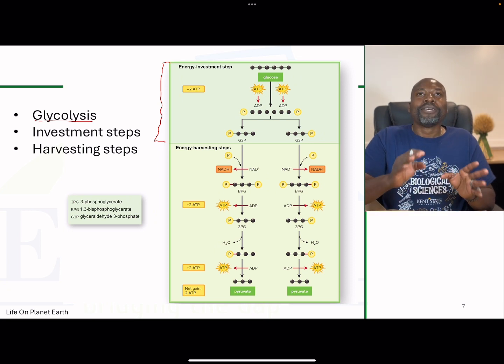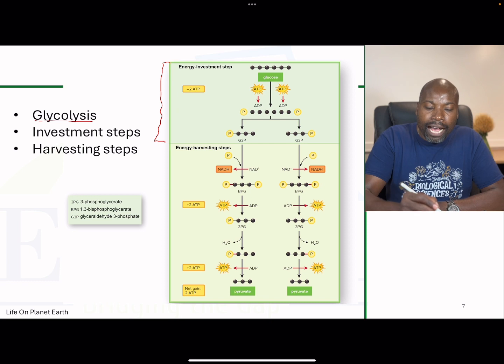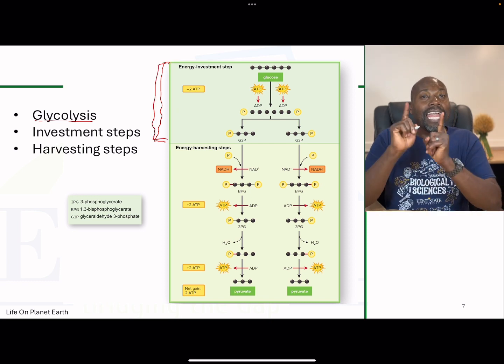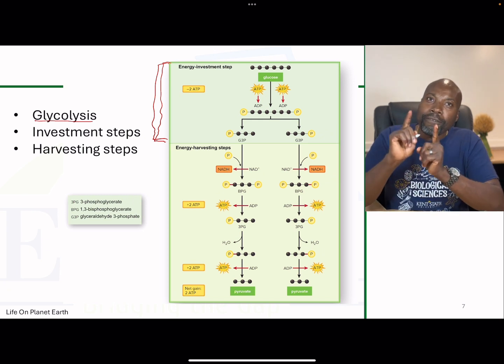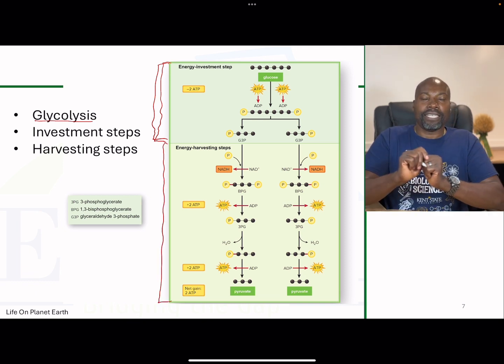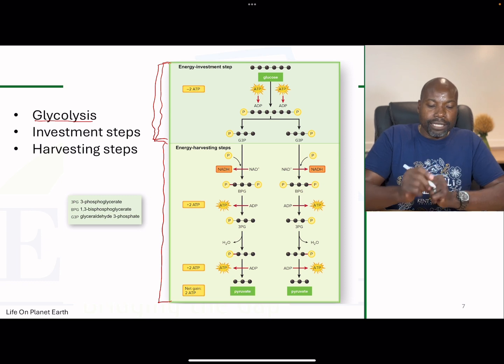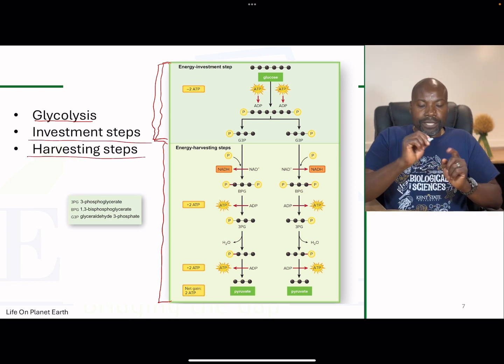So you cannot make money without investing. So the cell cannot produce energy without investing energy first. So you have an investment step. And then after investing, there is a harvesting, right? You have a step where you harvest energy, right? So investment steps and harvesting steps.